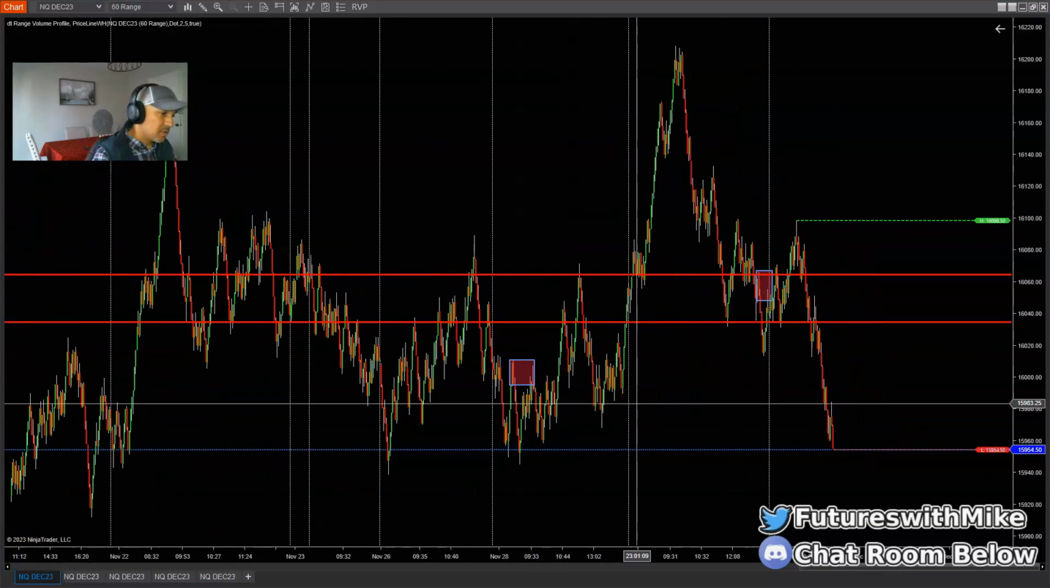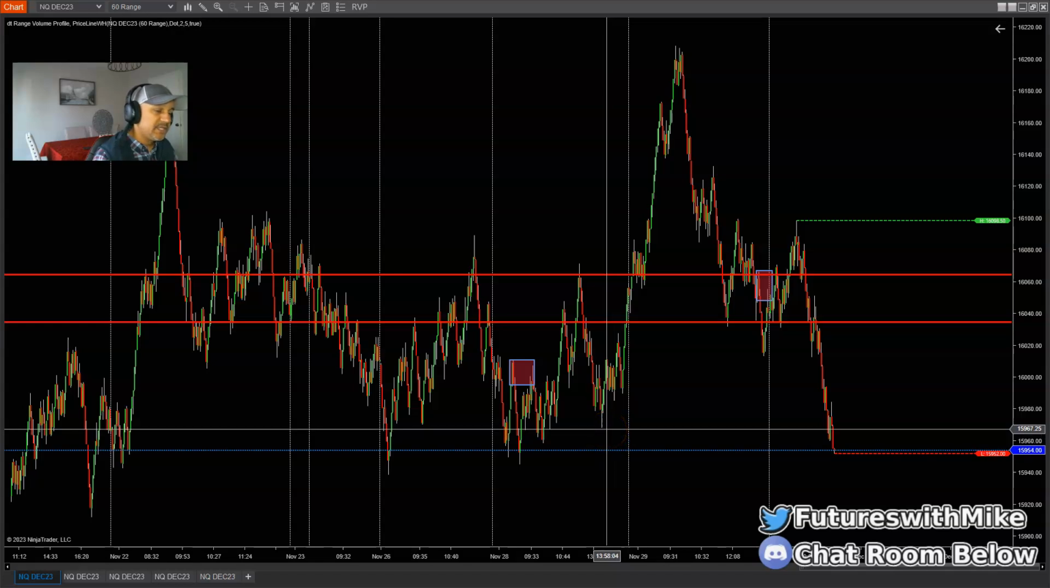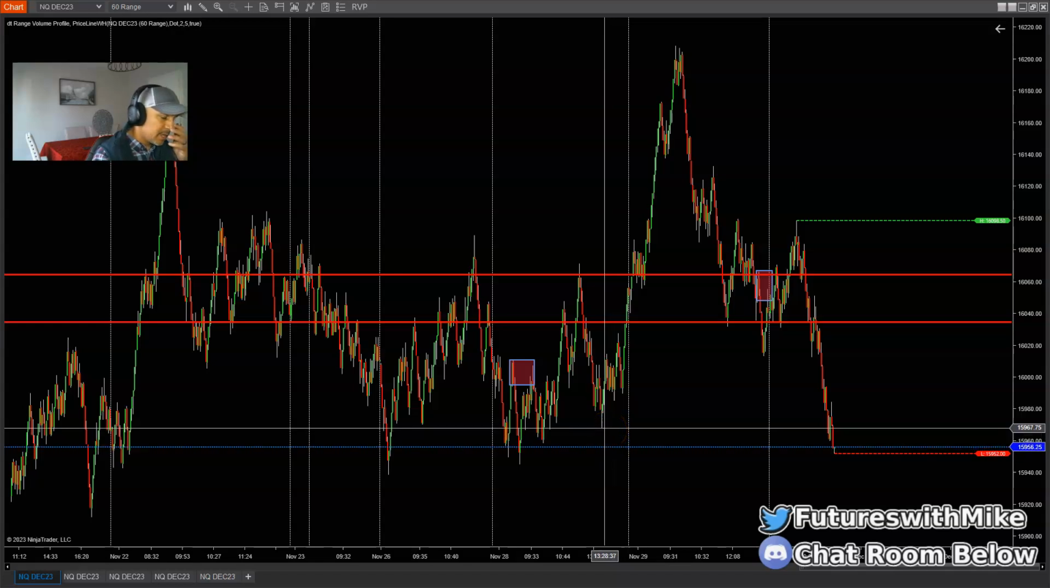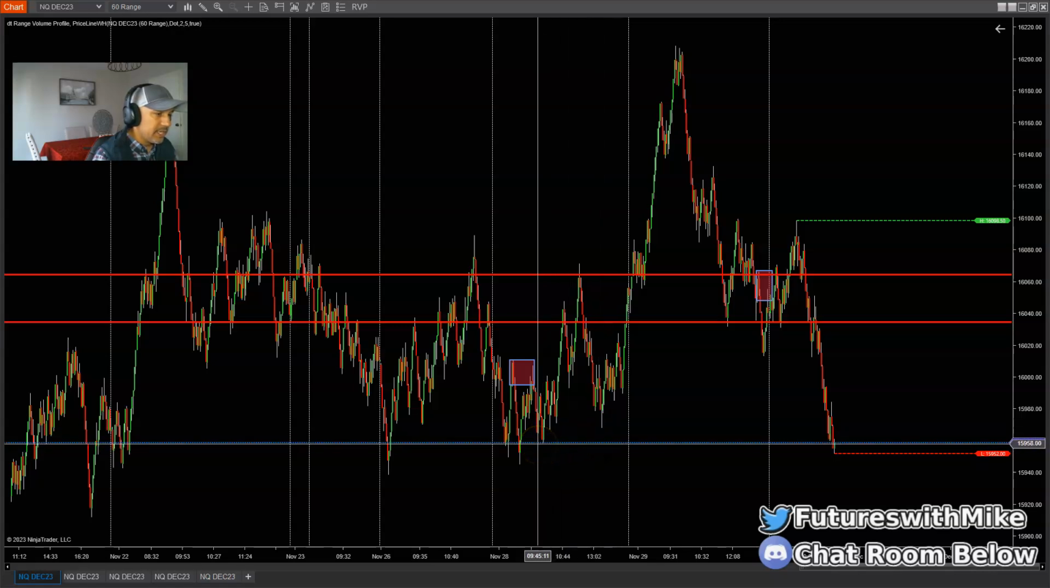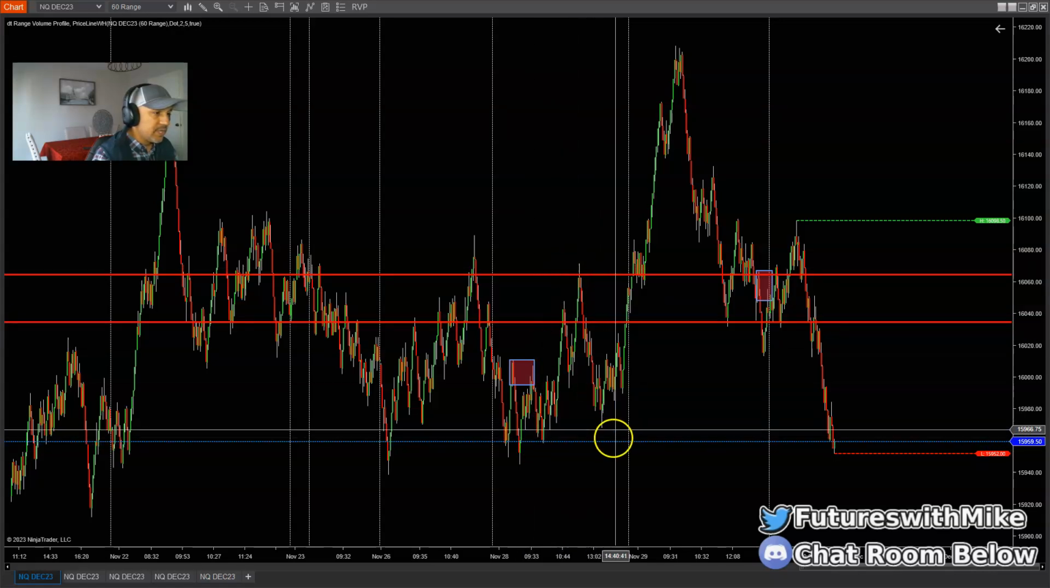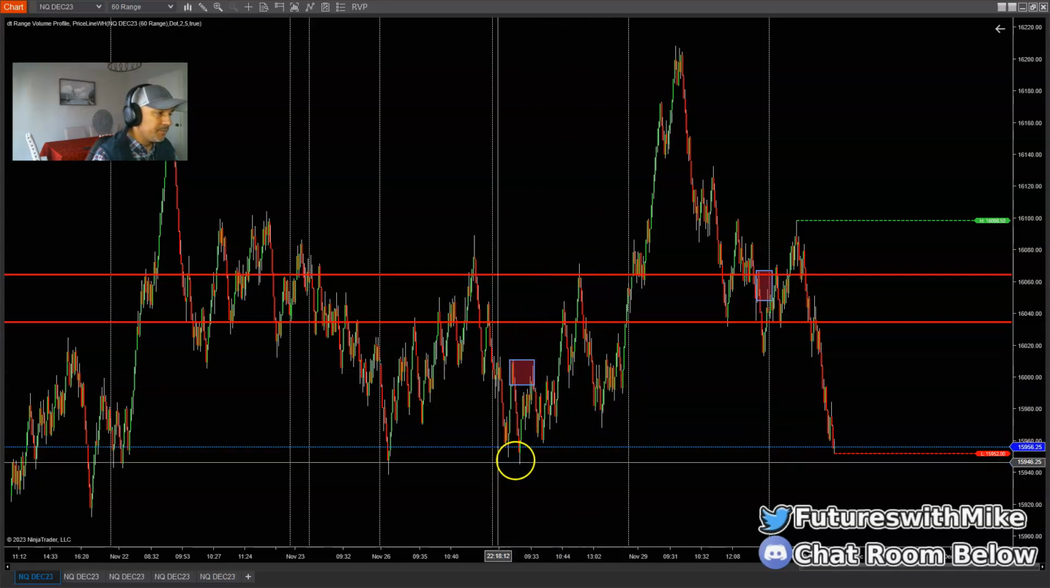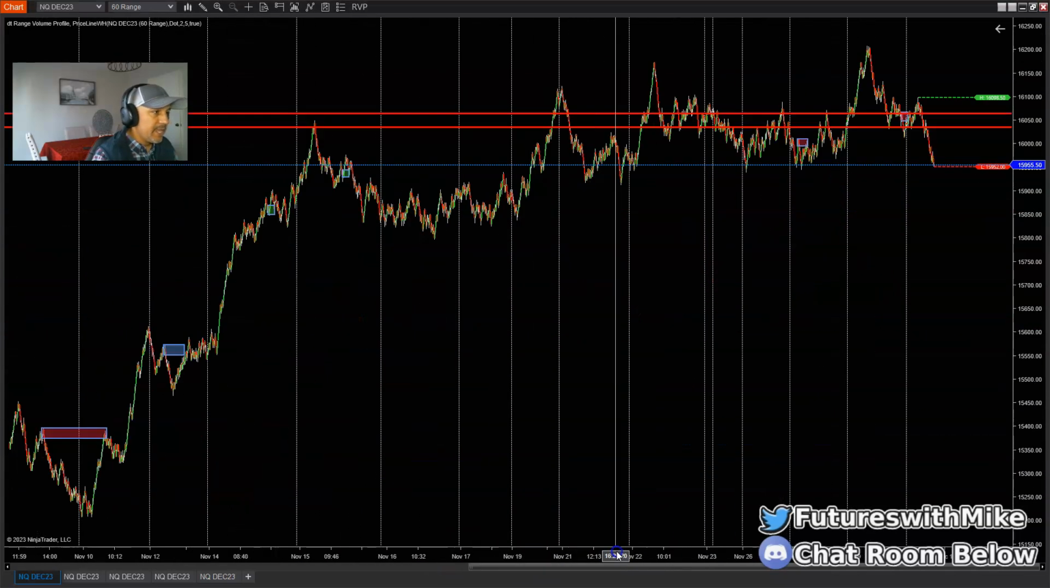Still breaking structure lower. We just broke this area here as well at 15,067 or 68. Okay. So be careful there. We just broke below this area here. So this swing here, below here, below here. There is a major low.